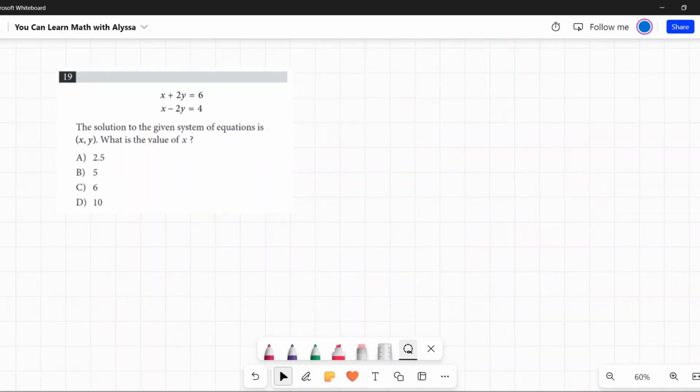Number 19, x plus 2y equals 6 and x minus 2y equals 4. The solution to the given system of equations is x and y. What is the value of x?